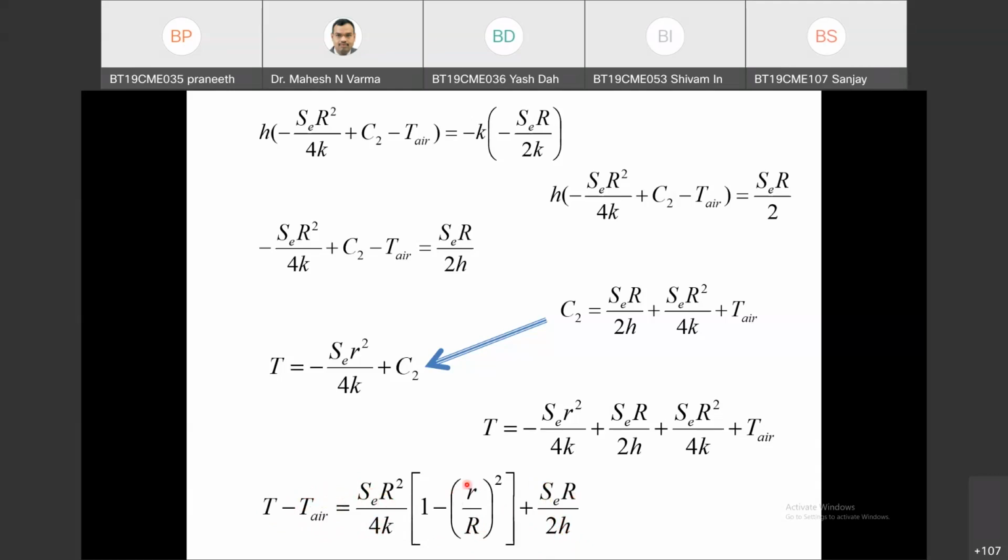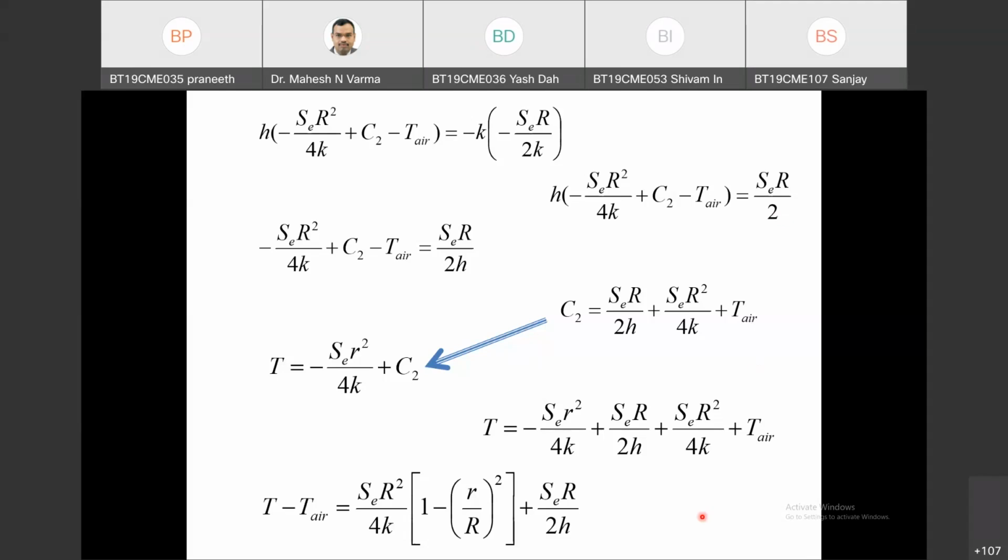So given a value of R, I can get this temperature, and the flux profile will be exactly similar because this is constant, not varying with R. As soon as you differentiate dT by dr and multiply by minus k, you will get the flux profile, S_G small r divided by 2. That is what flux profile you will be getting.